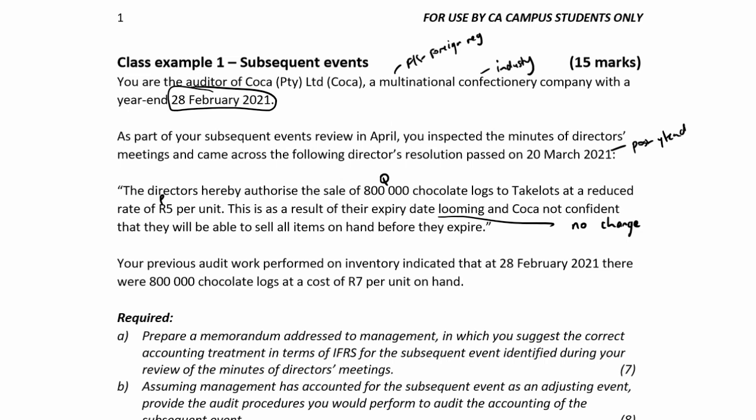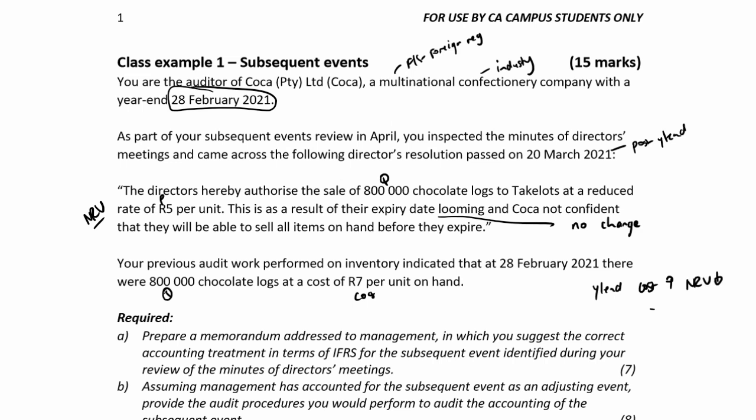Your previous audit work performed on inventory indicated that at 28 February 2021, there were 800,000 chocolate logs. So at year end, the quantity was the same at a cost of R7 per unit. So the cost was 7 per unit previously. They've now sold them, so that's the NRV, at R5. And so I can see that at year end, the cost is greater than the NRV.